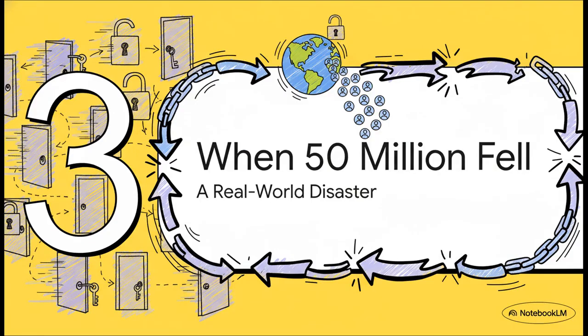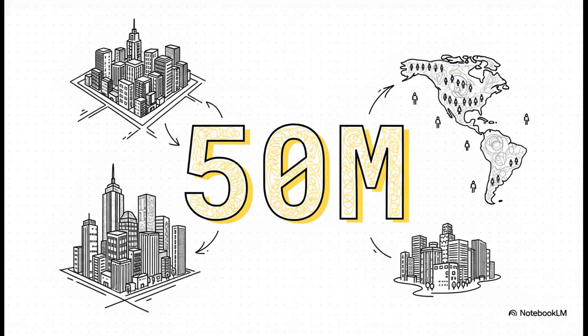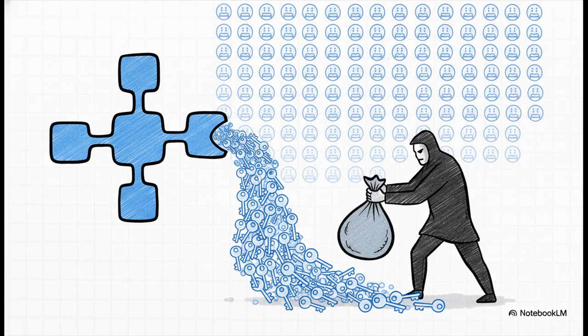Now, all of this might feel a little abstract, but these aren't just theoretical problems that live in a textbook. Let's talk about what happens when one of these unlocked doors is found on one of the biggest websites in the entire world. 50 million. Just take a second and think about that number. That's more than the entire population of many countries. 50 million is the number of Facebook accounts that were completely taken over in a massive data breach back in 2018. Attackers got their hands on access tokens, which gave them full control over all those accounts.